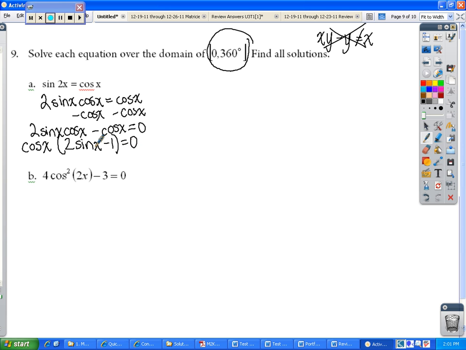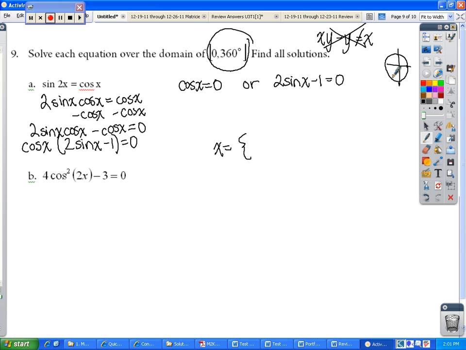So now since this times this equals 0, I know that either cosine of x equals 0 or 2 sine of x minus 1 equals 0. So now you have to think to yourself, where is the cosine of x 0? Okay, on your unit circle, where is cosine 0? And cosine is 0 at pi over 2 and 3 pi over 2. So those are your first two possible solutions.